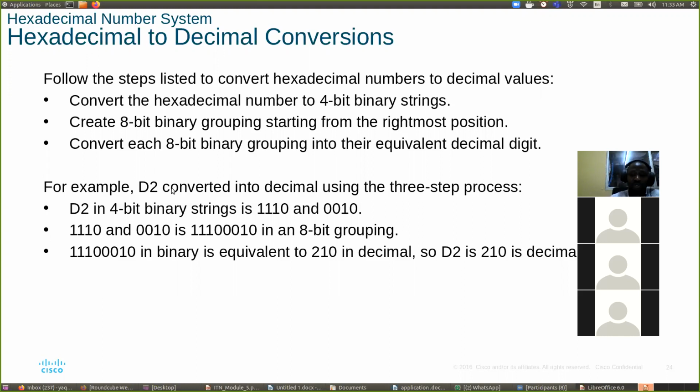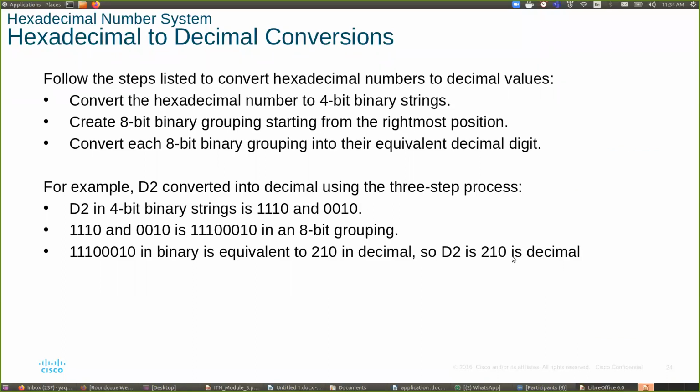You can see we have D2. D2 is a hex value. So first, we have to convert D2 into a 4-bit binary string. We convert D separately and we convert 2 separately. The binary conversion of D is 1101, and the binary conversion of 2 is 0010. So you group them together to get your binary, and then you convert the binary to decimal. Finally you have 210. That's your decimal value.